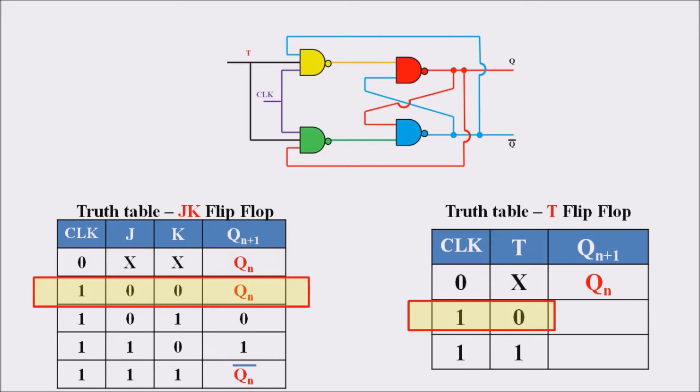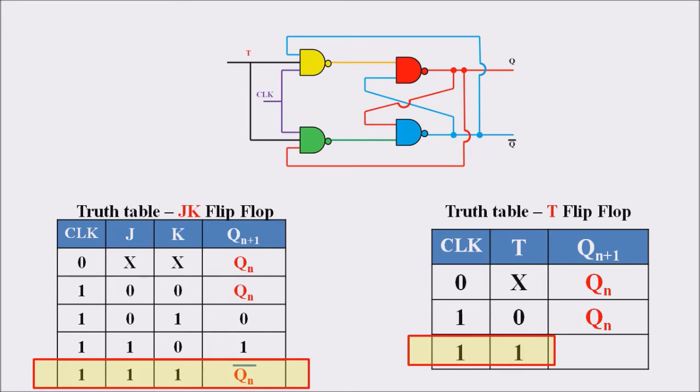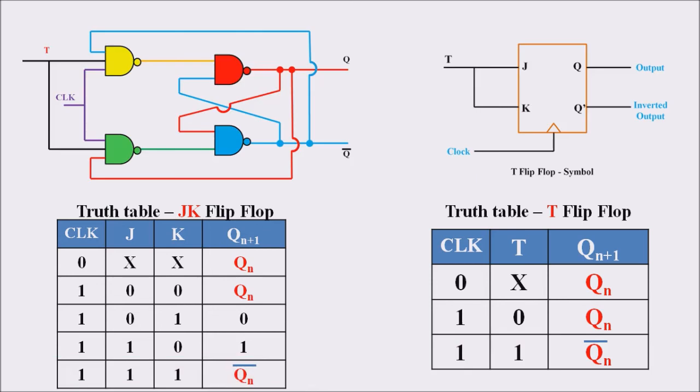If we are considering the clock as 1 and T value as 0, this is similar to the JK flip-flop's clock 1, J0, K0 condition, where the output value is memory or Qn. Thus here also we can tell that the output will be Qn, that is the memory condition. And finally, if we are moving towards the third case, that is clock is 1 and T value is 1, this is similar to the JK truth table's clock 1, J1, K1 condition. There the output value is Qn complement. Thus the output of clock 1, T1 will result in an output of Qn complement.